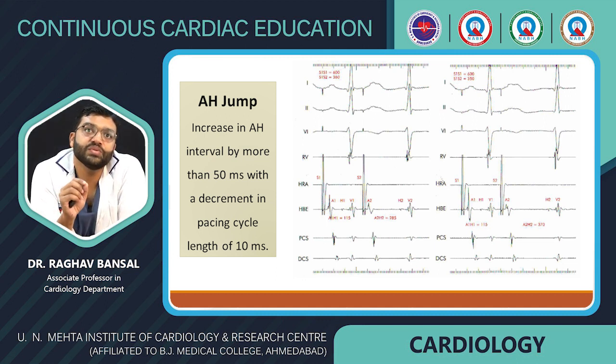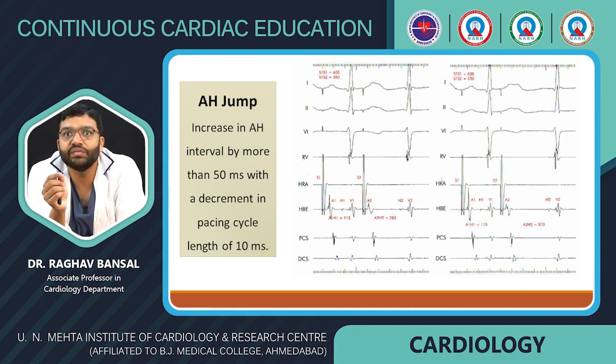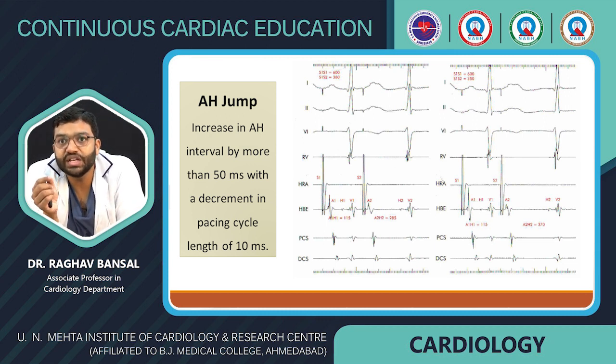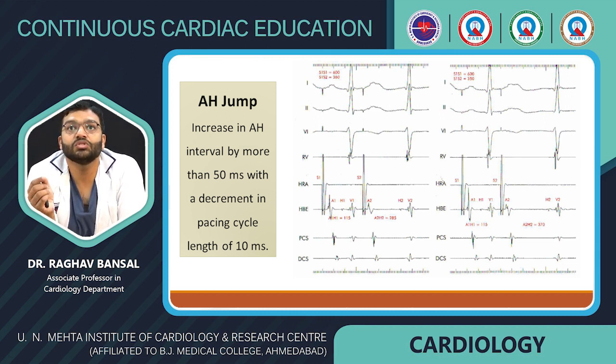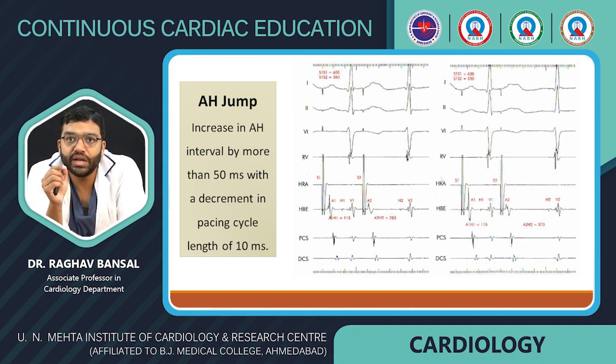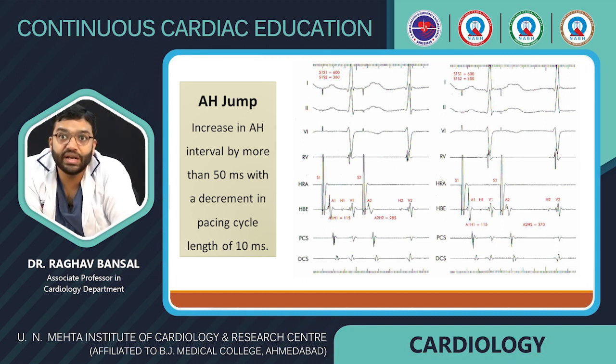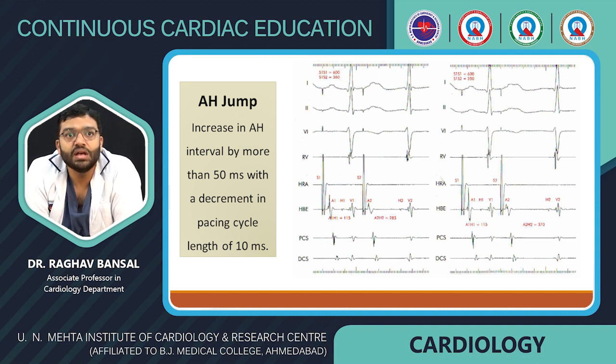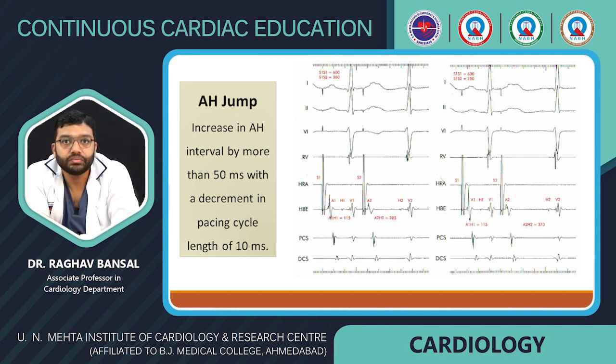So this is not an AH jump. This is the usual decrement which will happen with decreasing pacing stimulus. But now we shorten the extra stimulus by 10 milliseconds. In the second figure, we give an extra stimulus S2 at 350 milliseconds and measure the A2H2. Now this A2H2 jumps to 370 milliseconds. At 360 milliseconds, A2H2 was 285 milliseconds, and now at 350 milliseconds it is 370 milliseconds, which means there has been a jump of 85 milliseconds with a 10 millisecond shortening of the extra stimulus, thus depicting what is called an AH jump.